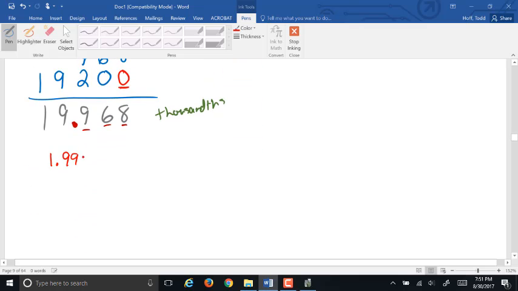Would it make sense to put my decimal point there? No, 1.9 is nowhere near 20. Would it make sense at all to put my decimal point there? No, 199 is nowhere near 20. So that position right there is the only place that even makes sense to put my decimal point. Dividing by decimals?